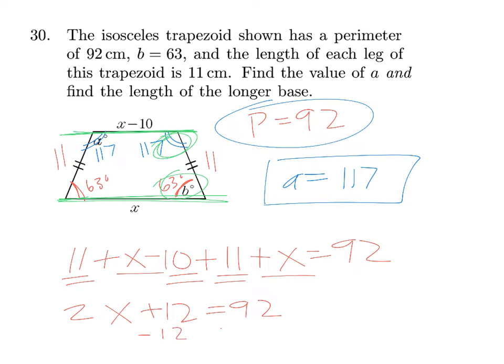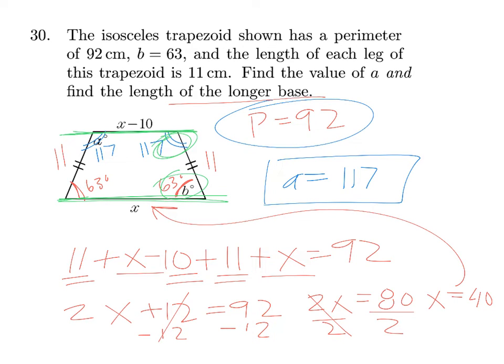92. I'm going to subtract 12. I have 2x is equal to 80. Divide by 2, x is equal to 40. All right, they're asking for the longest base. So I have to plug 40 back in here, and that's what the longest base is. 40. In this case, centimeters. Done.